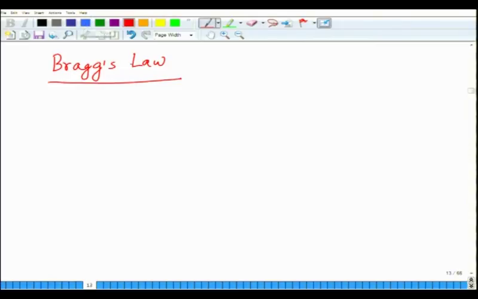So we will perhaps take this up in the next class because we have the time running out. We will start with Bragg's law in the next class, and then we will look at the diffraction intricacies through the crystals. Okay.